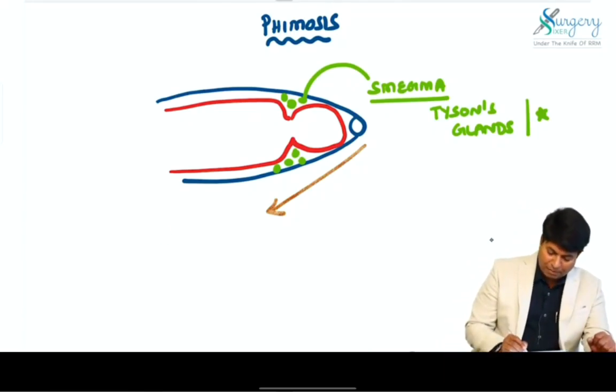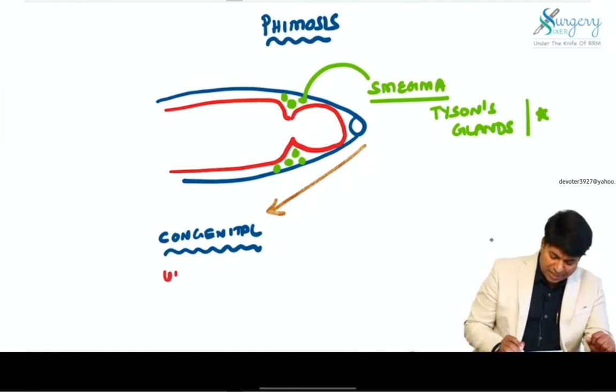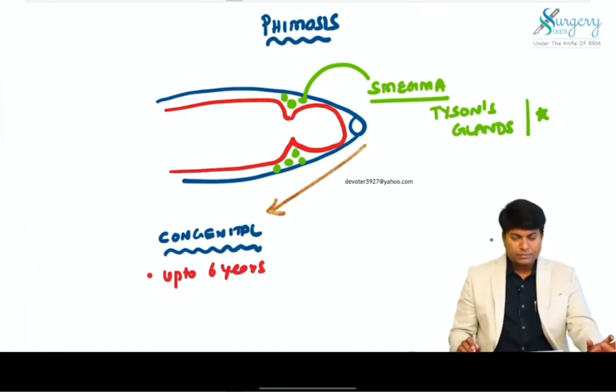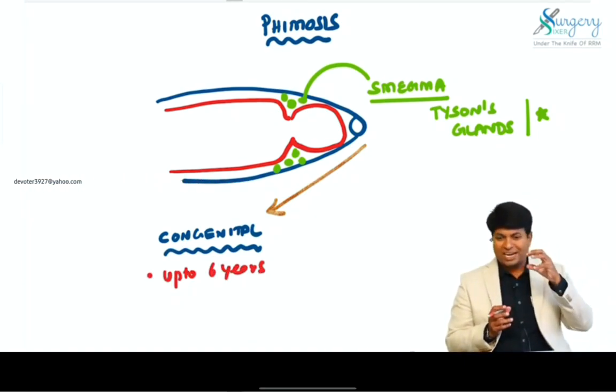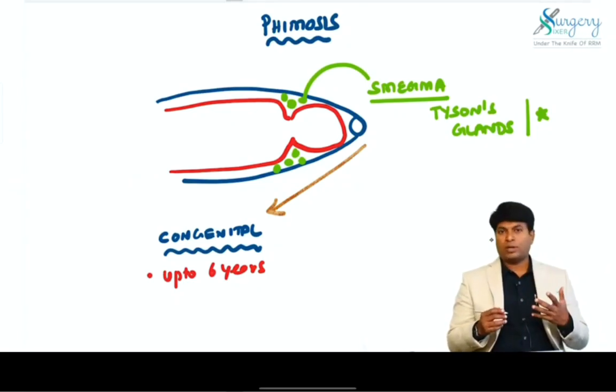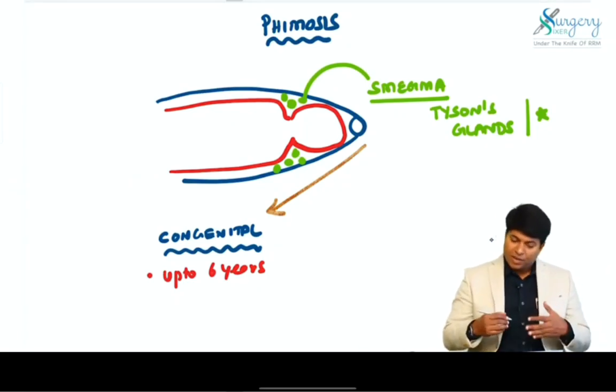So please remember, it can be of two types. Congenital phimosis, which can be seen due to physiological adhesions up to 6 years. So congenital phimosis is up to 6 years. The patients may have some physiological adhesions up to 6 years. So it is not compulsory to operate before 6 years. In congenital phimosis, we can operate after 6 years also.